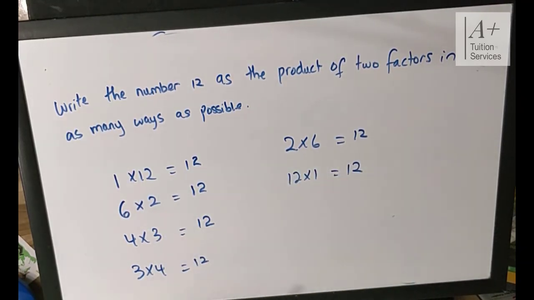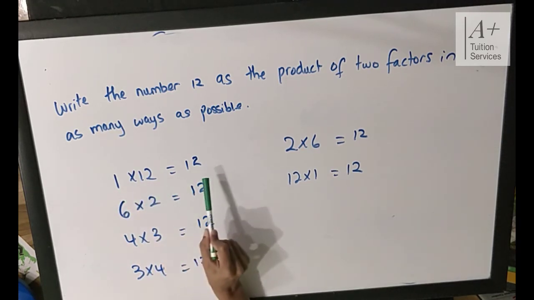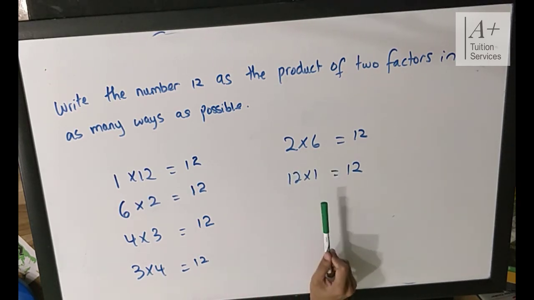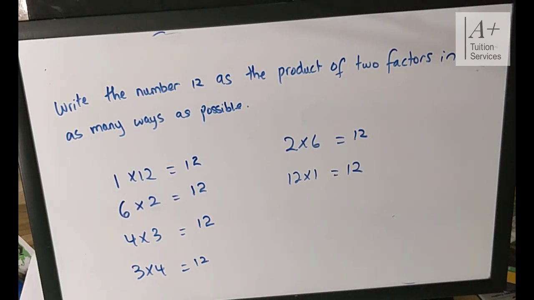So from the multiplication tables, the factors that could be the product of two factors that will end up with 12 are 1 and 12 multiplied by each other will give us 12, 6 and 2, 4 and 3, 3 and 4, 2 and 6, and 12 and 1. Okay? So there's exercises for this as well. So please follow up on that. And now we're moving on to prime factors, HCF and LCM.